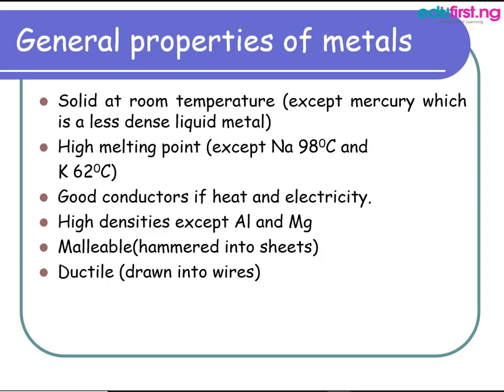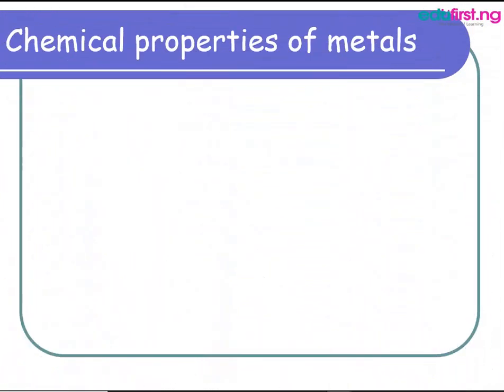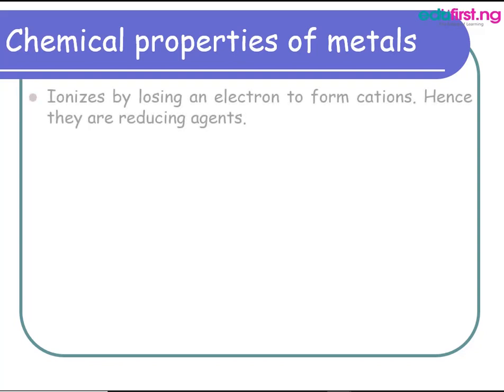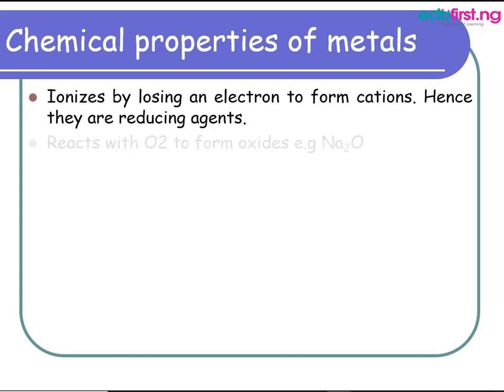Let's look at the chemical properties of metals now. Firstly, metals ionize by losing electrons, thus they form cations. For example, you have Na+, that plus is the ionization, thus it ionizes by losing one electron. Let's say calcium, Ca2+, also ionizes by losing 2 electrons. So metals react with oxygen to form oxides. For example, sodium oxide, calcium oxide, and so on.